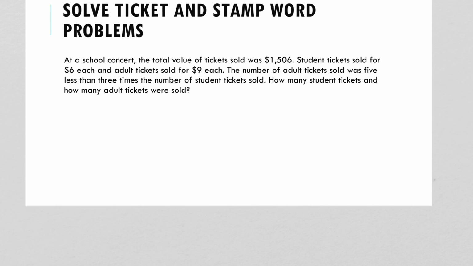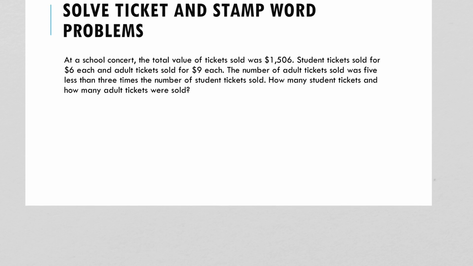Okay, so for this problem, we're at a school concert. The total value of tickets sold was $1,506. Student tickets sold for $6 each, and adult tickets sold for $9 each. The number of adult tickets sold was 5 less than 3 times the number of student tickets sold. How many student tickets and how many adult tickets? I don't like to use S as a variable because it looks too much like a 5. So I am going to use X and Y here.